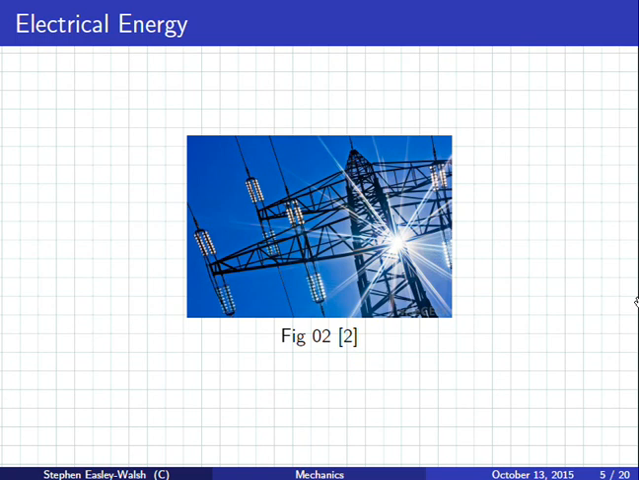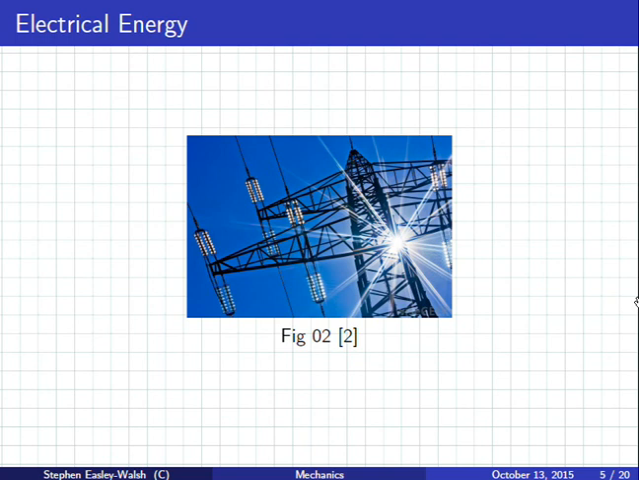You know that there's energy in here, because if I connect this to the TV or whatever, it can do work. So there's electrical energy in here. You can do work from this. So that's the first type.